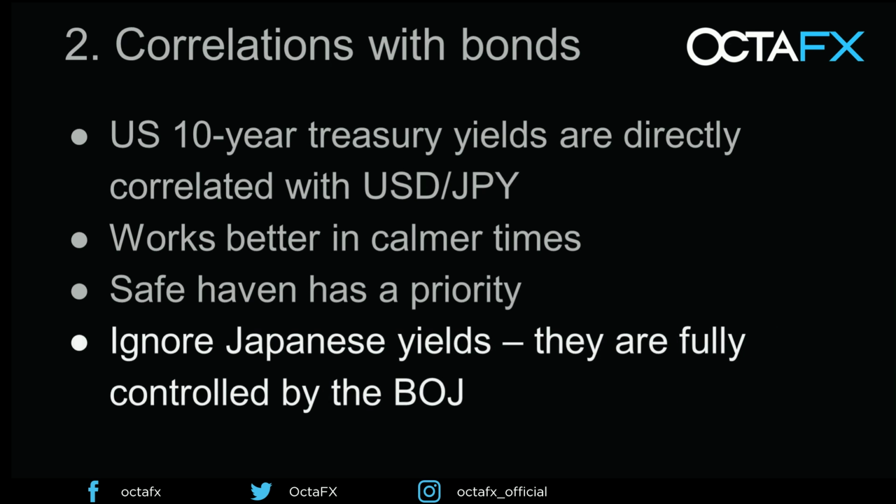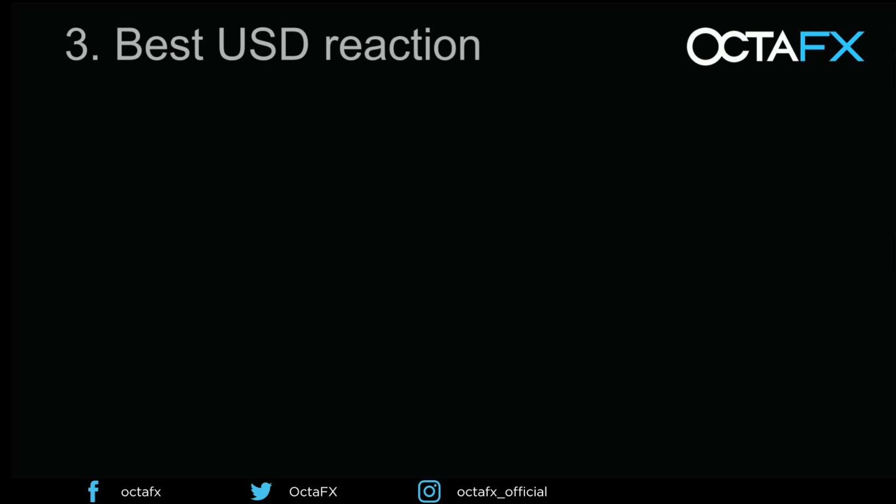Okay? To mention, we talked about stocks, how the Nikkei and S&P go together. When it comes to Japanese yields, they're not correlated to anything. They are fully controlled by the Bank of Japan. The Bank of Japan owns around 40% of Japanese debt, and their target is controlling the 10-year yield in Japan, the JGBs, to hold them at 0%. Okay, so the correlation is with US 10-year treasuries.